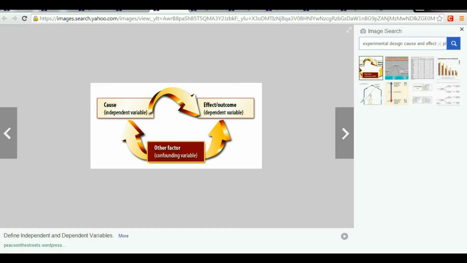Could be gender, males and females. Males and females may get high blood pressure differently, depending on other variables.